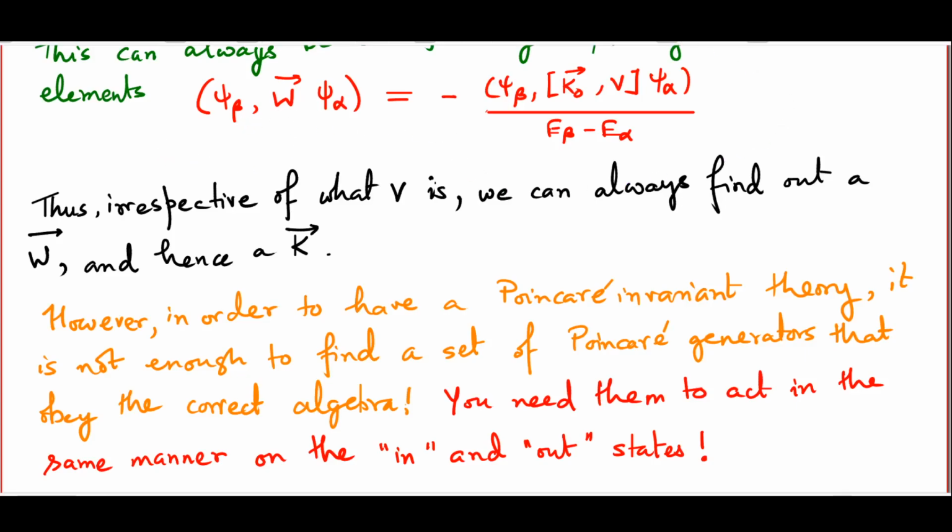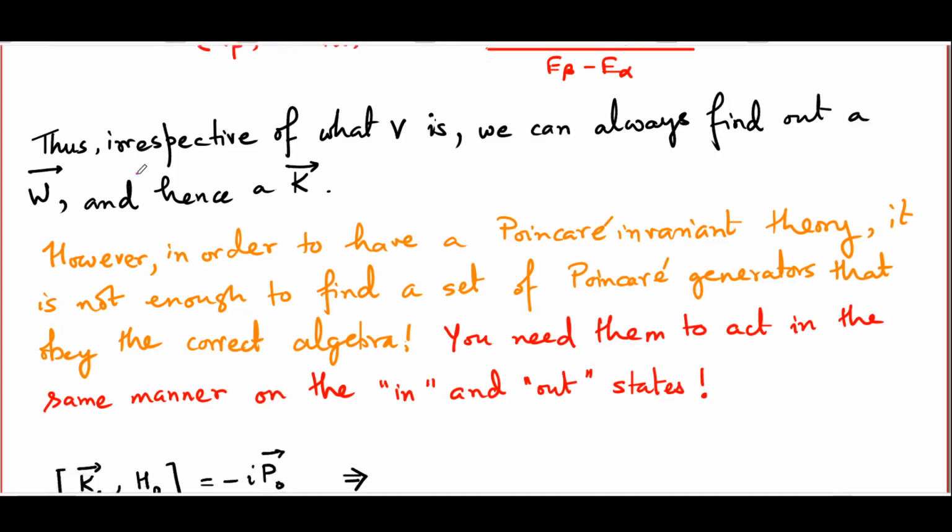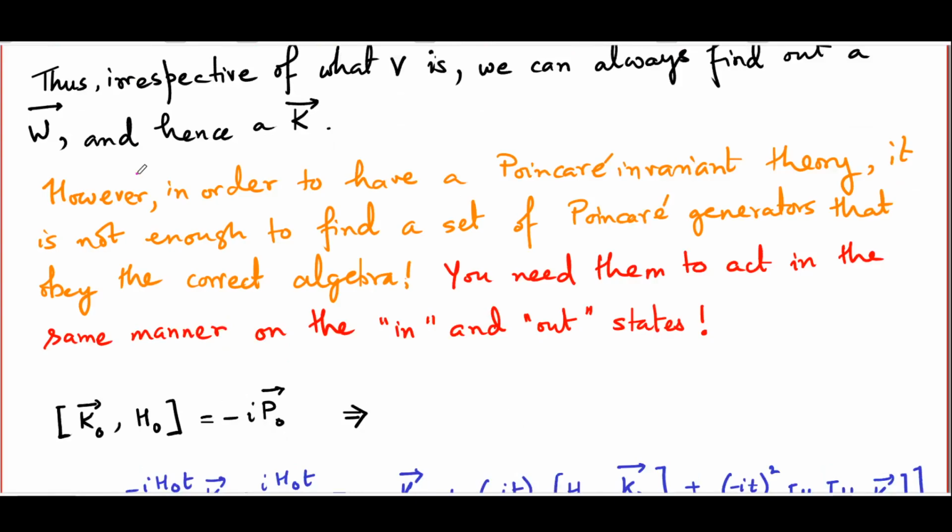We will show that provided an operator W, which has been defined like this, has certain nice smoothness properties, this will actually follow. So let us take a look at the proof of this now. We start with the fact that K0 commutes in a non-trivial way with H0, but in a rather simple way. The commutator of K0 and H0 is minus IP0.